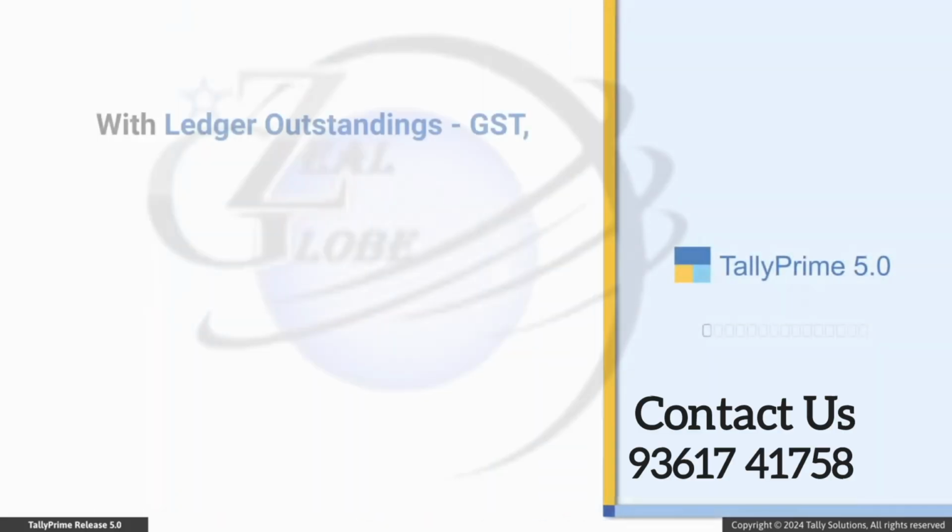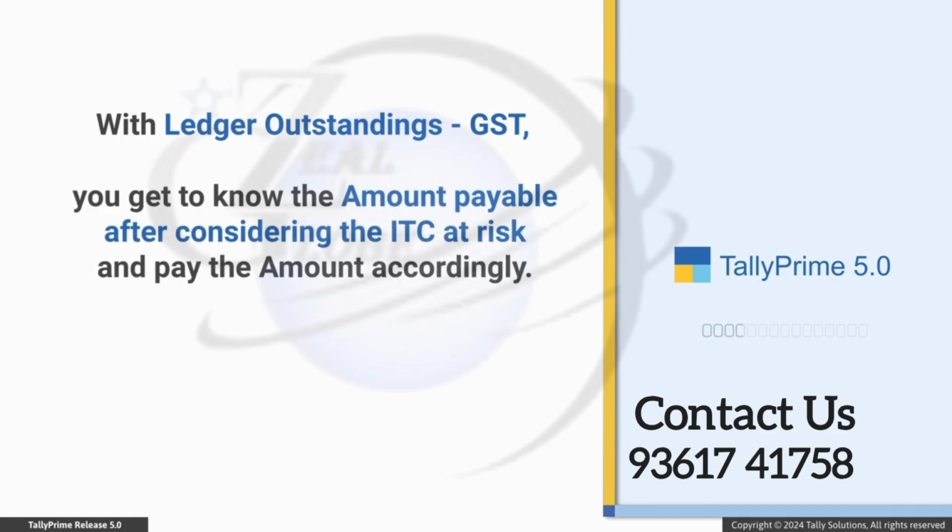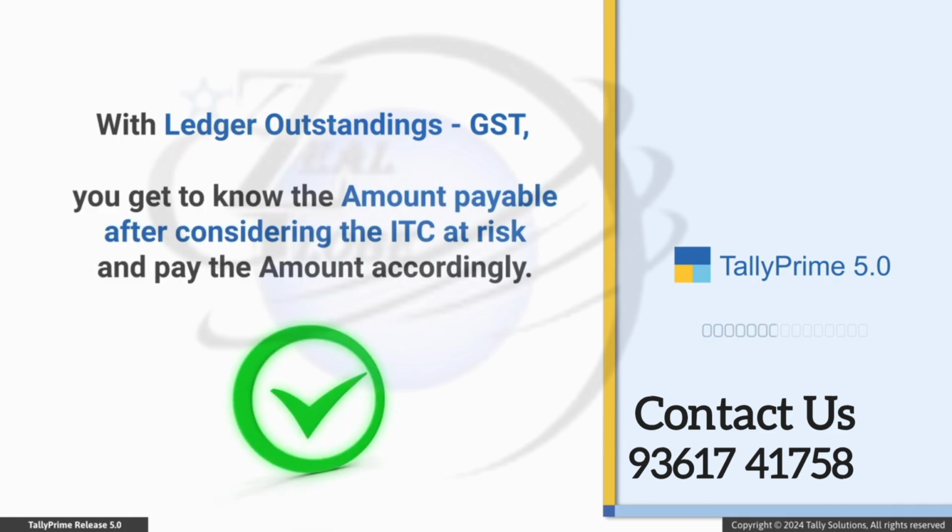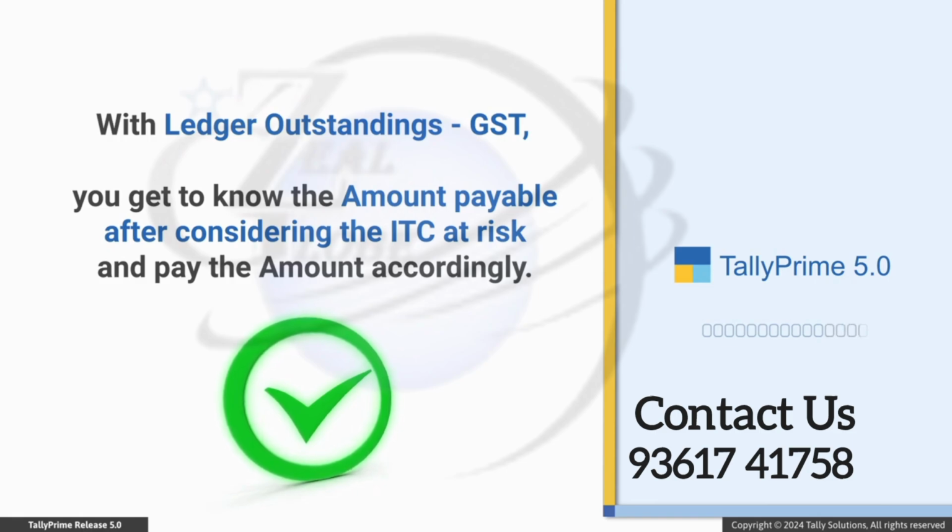As you saw, the Ledger Outstandings (GST) report helps you know ledger-wise amount payable after considering the ITC at risk. You can then know the difference in amount for mismatched transactions and address the discrepancy by paying the pending amount after deducting the ITC at risk.